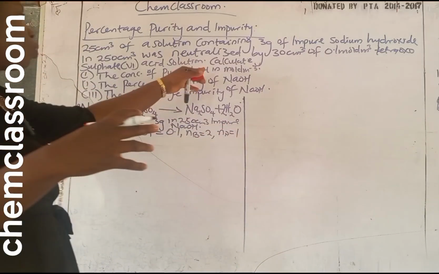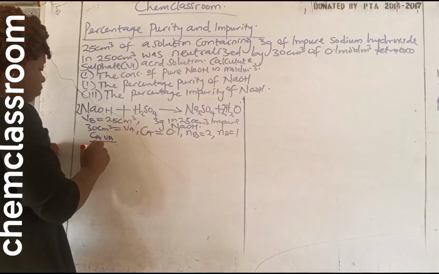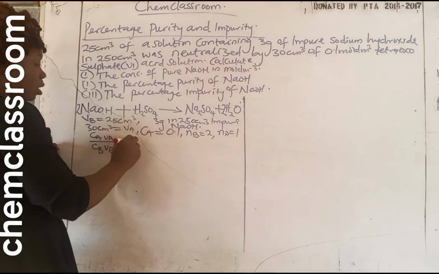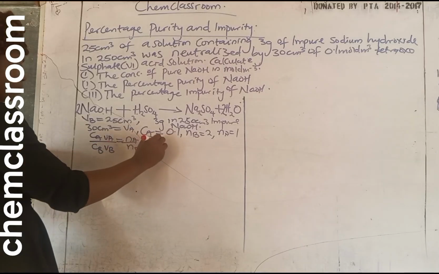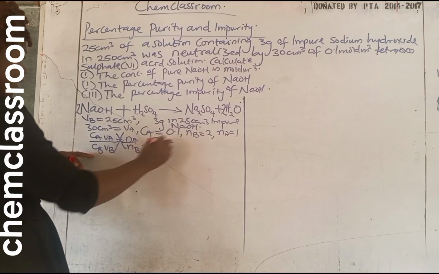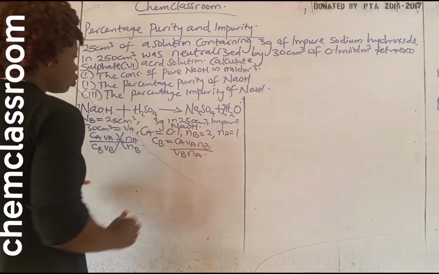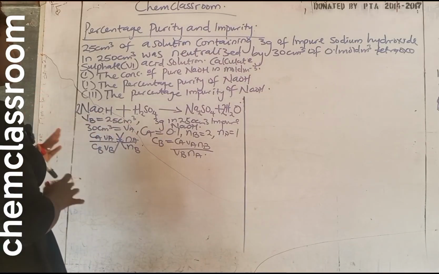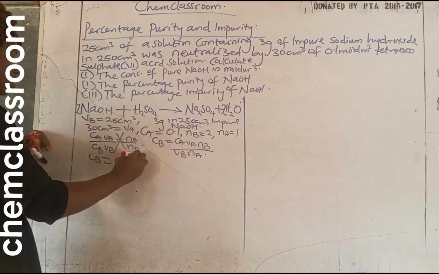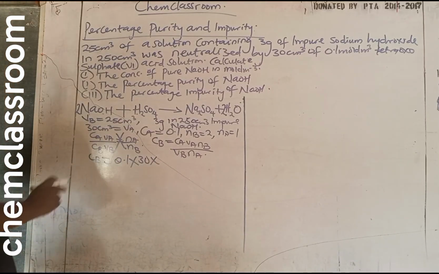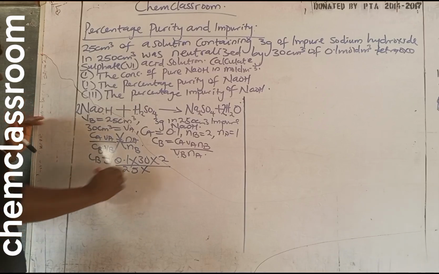So I can use my CaVa to calculate the concentration of the NaOH in mole per dm cube. So I'm going to say CaVa over CbVb equals Na over Nb. Okay, so I'm going to make Cb the subject of the formula. Cb equals, when I cross multiply, CaVaNb over VbNa. Just make sure that you are doing the right change of formula so that you don't miss it along the line. So my Ca is 0.1 from the question, multiplied by Va, which is 30, multiplied by Nb, which is 2, divided by Vb, which is 25, multiplied by 1, which is my Na.